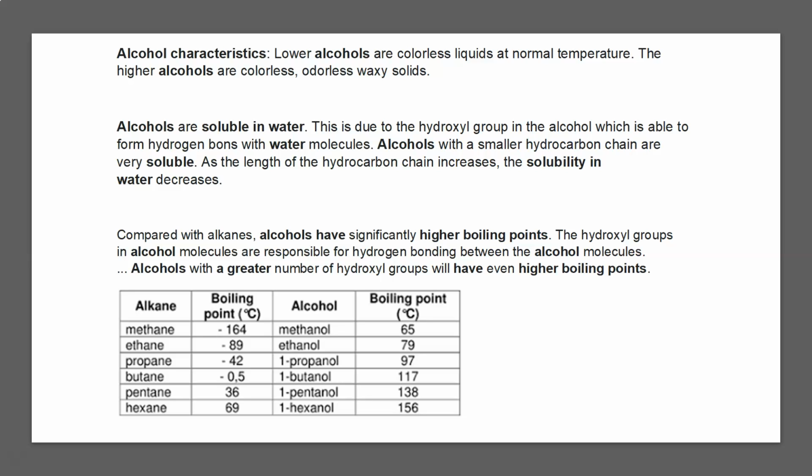If we compare alcohols with alkanes, we can see that the boiling point of the alcohols with similar molecular weight are higher than the corresponding alkanes. Why? Because of the hydrogen bonds that alcohols can make with water.